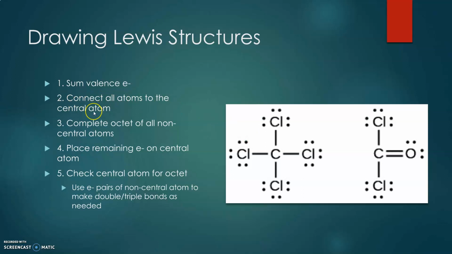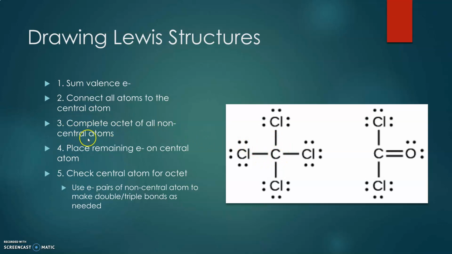Connect all atoms to the central atom. Remember, when writing the formula, the central atom is listed first most of the time, except for hydrogen, which, if it's listed first, you skip that one and go to the next one. All right, I should connect all atoms to the central atom with a single bond. So here we have the line of a single bond, so there's 4 single bonds to carbon.